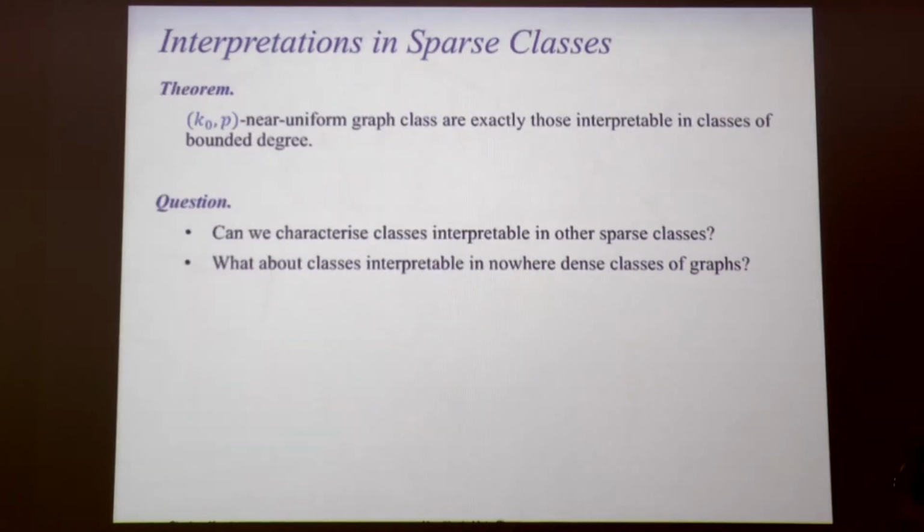The real question is actually, can we characterize classes interpreted in other sparse classes? Start with trees. What is the first order closure of trees? And what about classes of graphs interpreted in other dense classes of graphs? And that would be the ultimate thing we could hope for. I mean, nice to understand this.